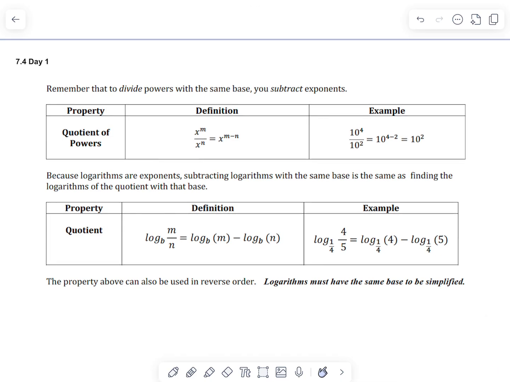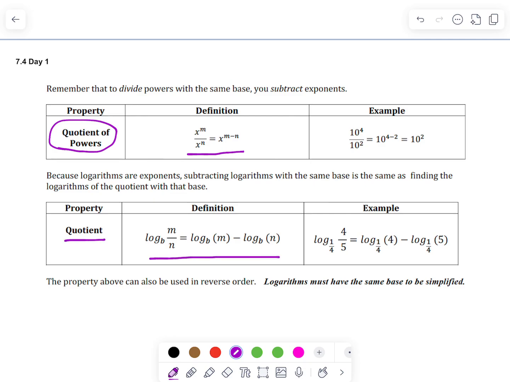On this slide, remember that when you divide powers with the same base, you can subtract the exponents. So this is our exponent rule for quotient of powers, and you are subtracting those exponents. Because logarithms are exponents, you can subtract logarithms with the same base by finding the quotient of them. So here is our quotient property. And again, you can expand m divided by n, so they would be subtracting.